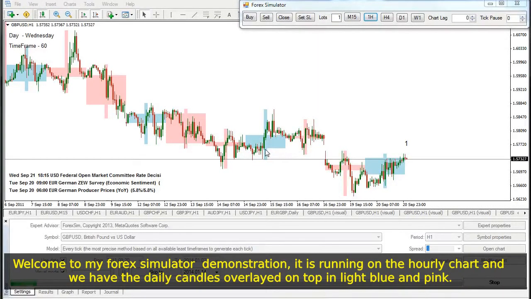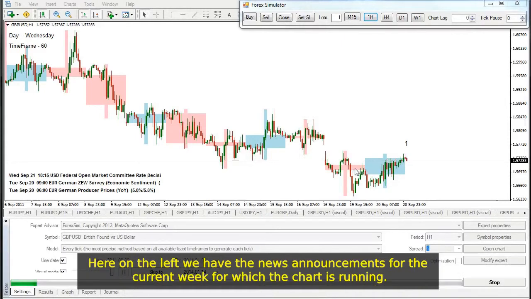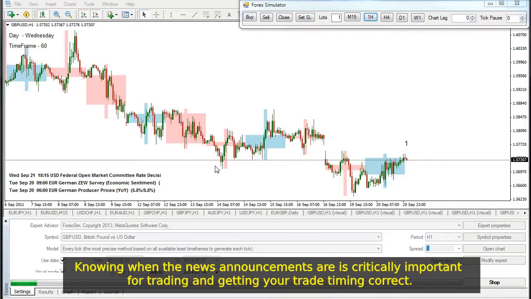Welcome to my Forex simulator demonstration. It is running on the hourly chart, and we have the daily candles overlaid on top in light blue and pink. Here on the left we have the news announcements for the current week for which the chart is running. Knowing when the news announcements are is critically important for trading and getting your trade timing correct.